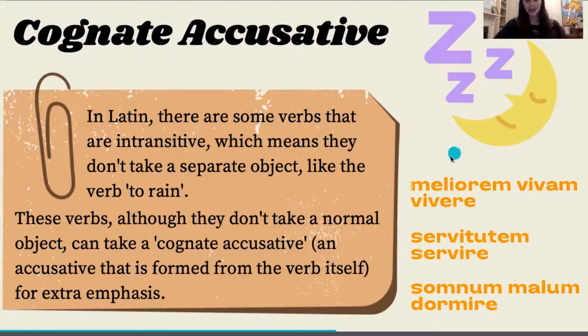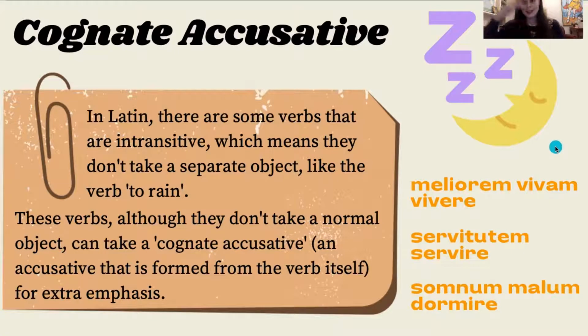So in English, this sounds horrendous. So in English, usually what we would do if you wanted to say that you had a bad sleep is you would say, I slept badly, and we would use an adverb to describe the verb. But what Latin does is that it uses a cognate accusative plus an adjective. So rather than saying, I slept badly, you would say, I slept a bad sleep.